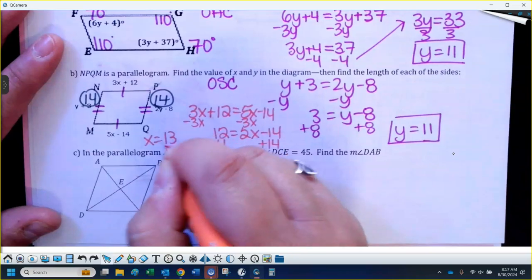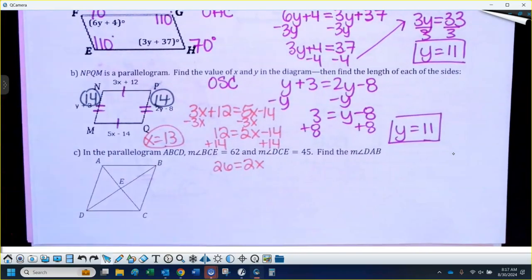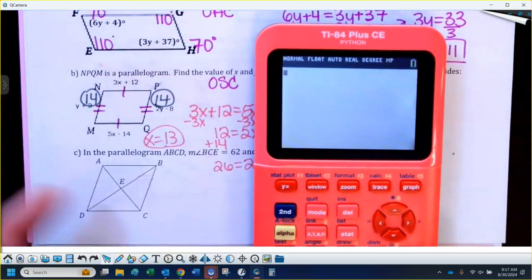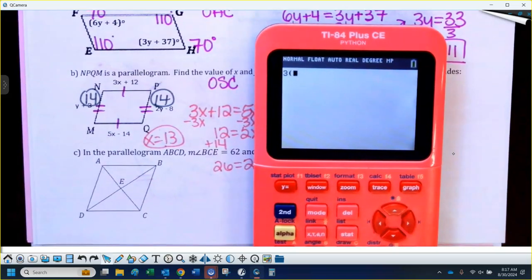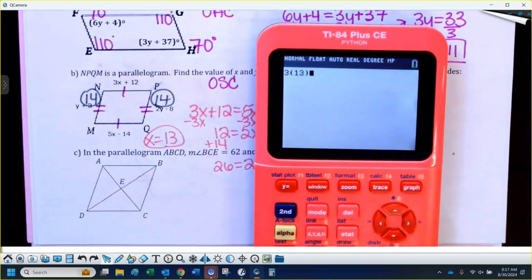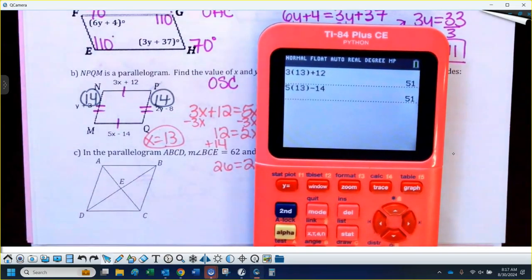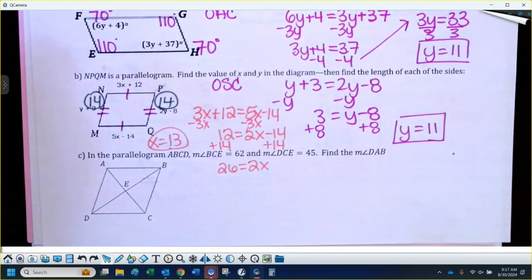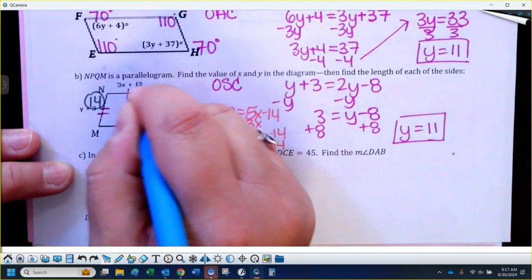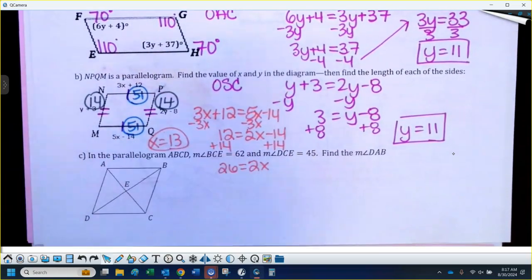13, exactly right. And then if I wanted to find out the lengths of the sides, we just plug it back in. You can plug it into the top or the bottom. It should give you the same answer if we did it right. So if I did 3 times 13 plus 12, this is horribly not drawn to scale. And then if I did 5 times 13 minus 14, it should give me the same thing. So they're both 51. Forgive me, because that is way distorted in this diagram. But both of these sides would still be the same. They're both 51. Is anybody having a question?